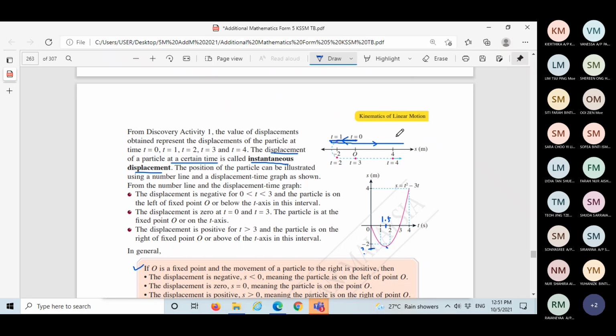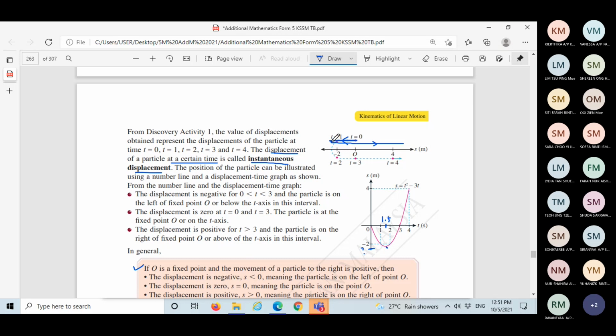So you remember, all particles are the same. When it stops for a while, it will change direction. If it starts moving to the left, it will change to moving to the right. If you start with moving to the right, it will change to moving to the left. This is the criteria of particles.